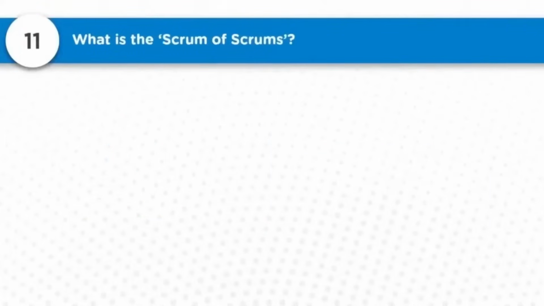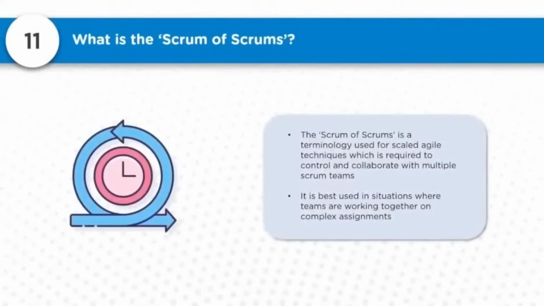So next question, what is Scrum of Scrums? Now Scrum of Scrums is a terminology used for scaled agile techniques, which is required to control and collaborate with multiple teams. So when will we come across the need for collaborating between multiple Scrum teams? So these are the scenarios where the organization has a complex structure, where you may require to handle them together, all of them together, for accomplishing the common objective for business. Various Scrum teams you would have. So Scrum of Scrums helps in terms of better collaboration and handling them in a better way, with better control.